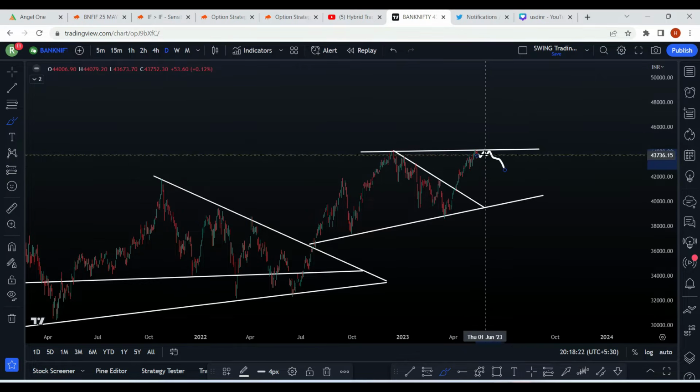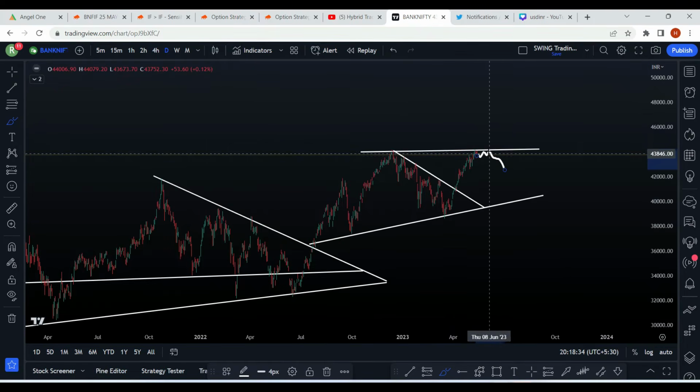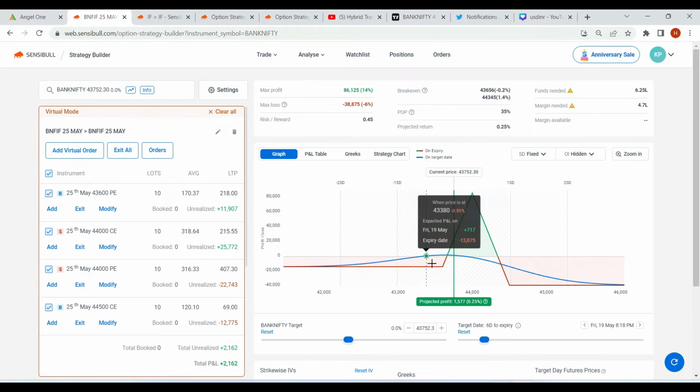With that reason, I've deployed the Iron Fly in such a way that I have very less loss on the PE side, or else I have more loss on the call side. It might be right, it might be wrong. I do the price action just to get the view. I'm not predicting the market. It can go up also. If this goes up, we will end up doing the adjustments. If this comes down, mitigating this loss will be easy.